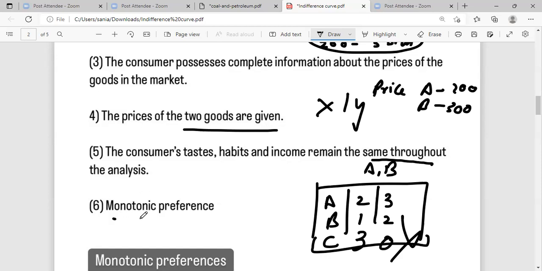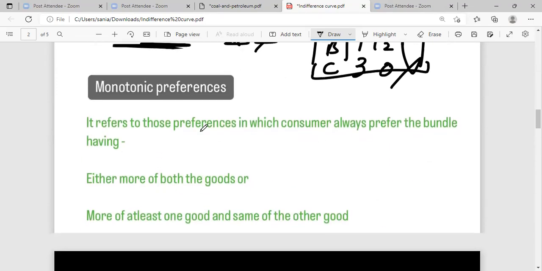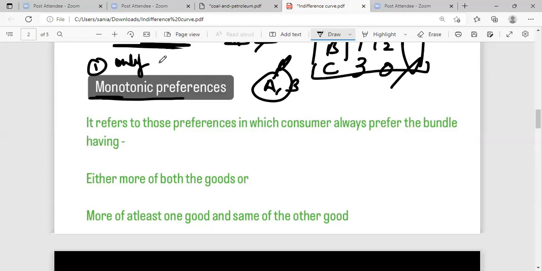Okay. And next is monotonic preferences. Very, very important. So ma'am, what are monotonic preferences? I'll tell you. This is a very important thing. Okay. See, what is monotonic preference? You already know, right? For example, you have A dress and B dress. So you say, I prefer A, right? So you're giving the preference. Monotonic means, mono means only one. Okay. So see, you have to remember these two terms, like first and second.